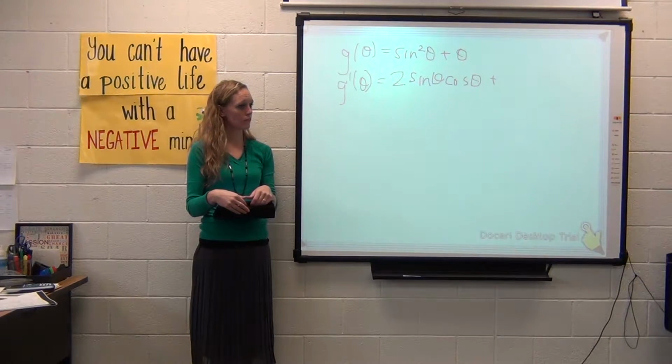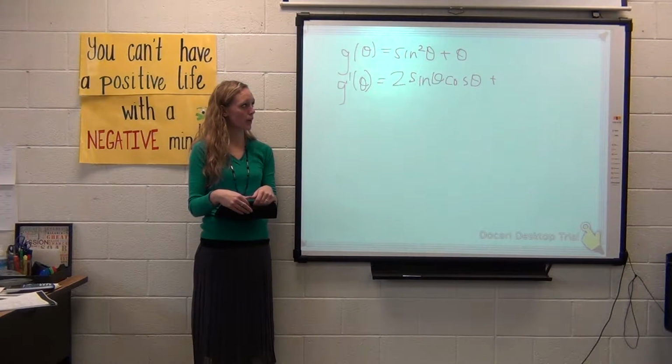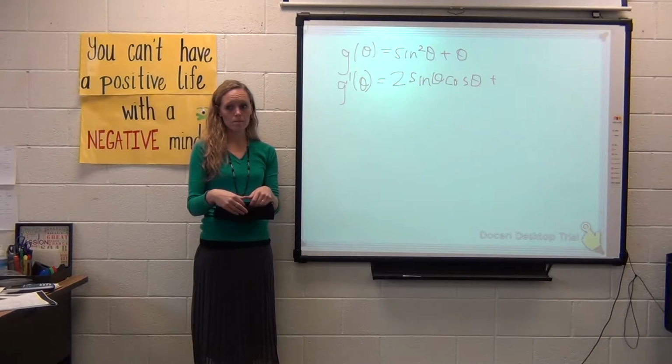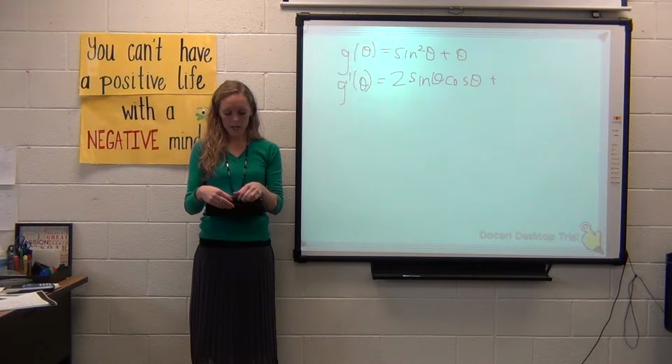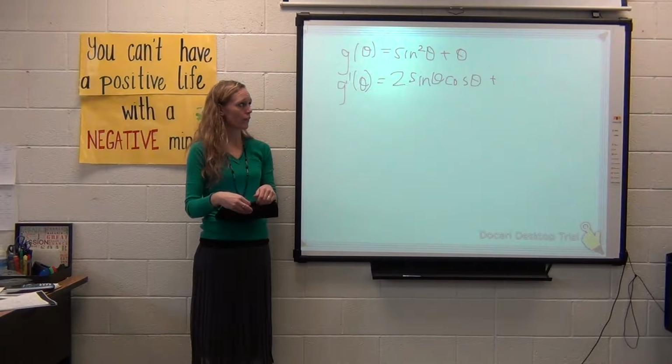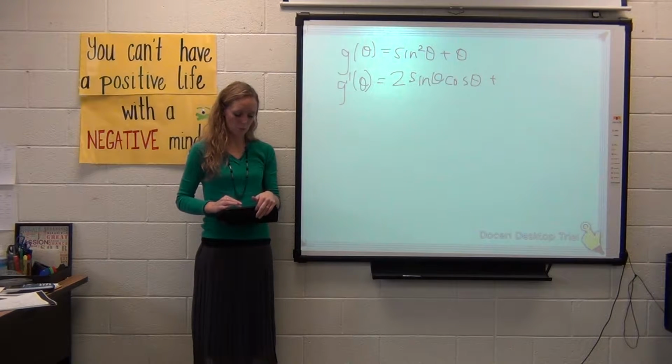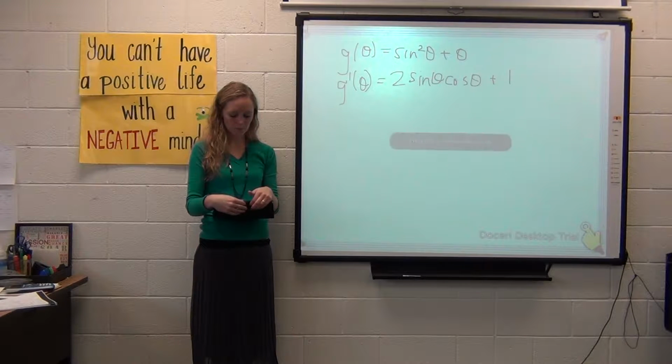Isn't it a trig identity? Yeah, it's a double angle identity. All right, plus the derivative of theta. What's the derivative of theta? One.